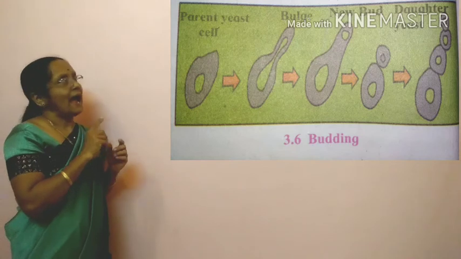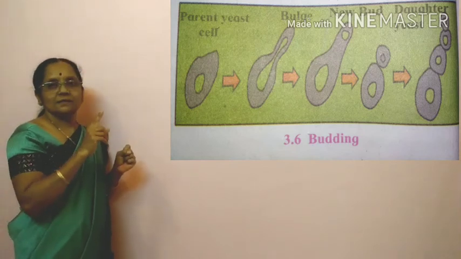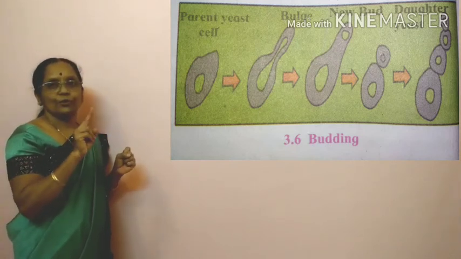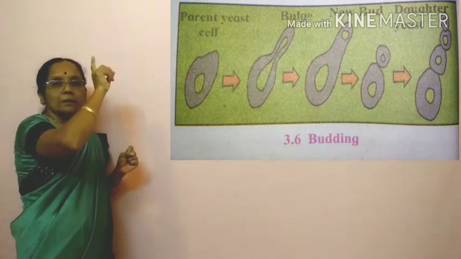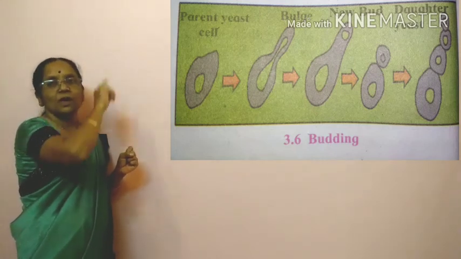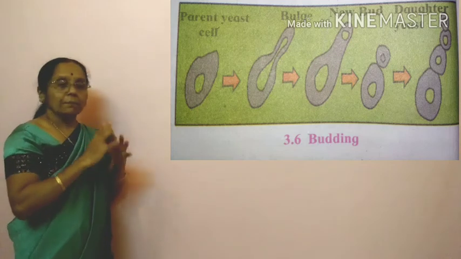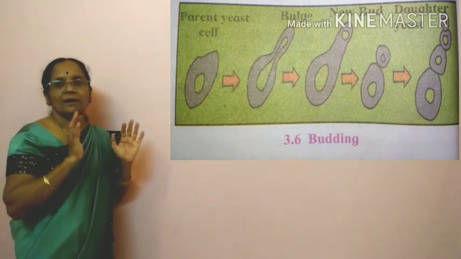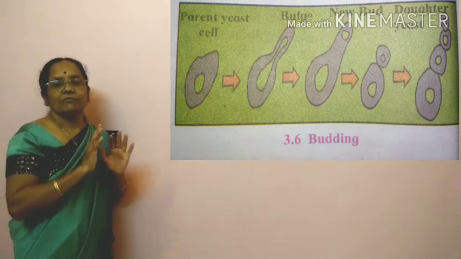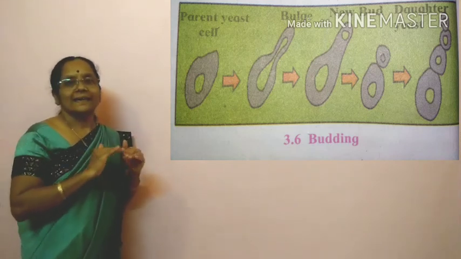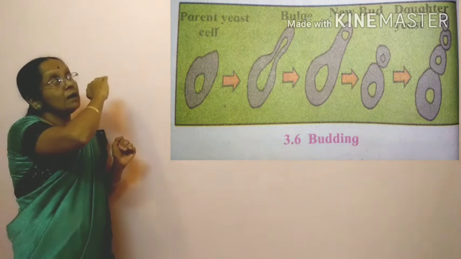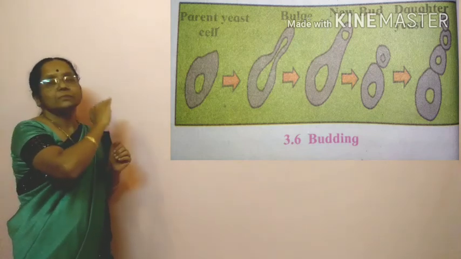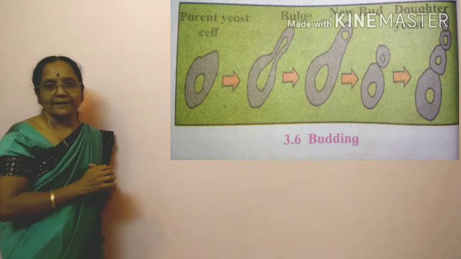The bud forms and one nucleus from these two daughter nuclei goes into the bud, that shifts into the bud. Then the bud grows, and when it properly grows or when it fully grows, it gets separated from the parent cell or body of the parent.